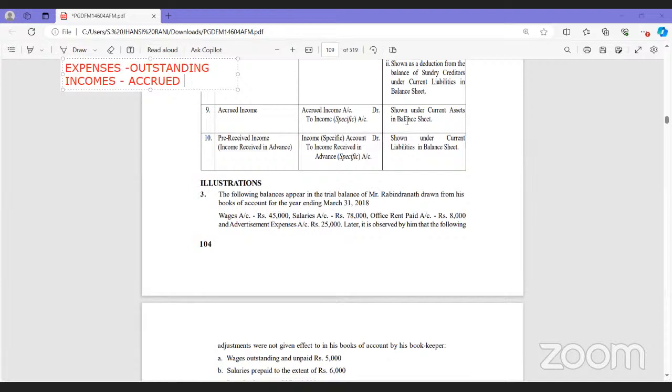We will add to the respective income and we show it on the balance sheet under current assets. Next one is pre-received income or income received in advance. Any incomes which are received in advance, we deduct it from that income and we write it in the balance sheet liability side.